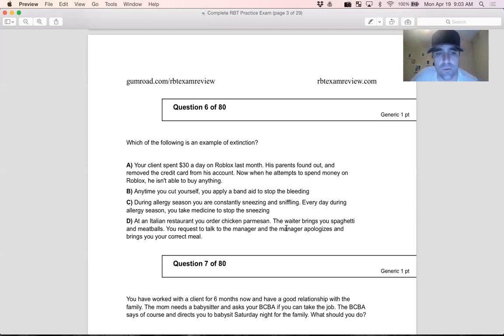B, anytime you cut yourself, you apply a Band-Aid to stop the bleeding. Okay. Are you putting anything on extinction here? No, you're just removing the bleeding, okay, by adding a Band-Aid. Okay. So that's negative reinforcement.